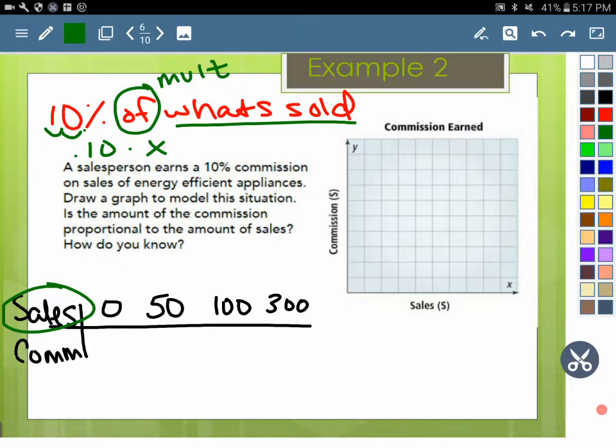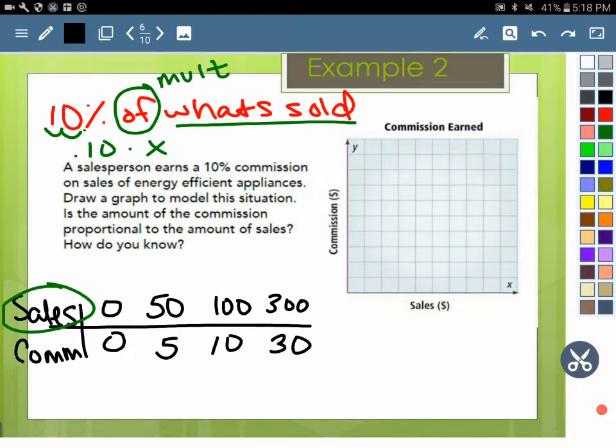Well, I'm going to grab my calculator and type in 0.10 times 0. Well, if I don't sell anything, I earn no commission. That makes sense. So no sales, no commission. Now I'm going to type in 0.10 times 50. 0.10 times 50 is 5. So if I sell $50 worth of appliances, I'm going to earn $5 because of that. Let's do 100. 0.10 times 100 is going to be $10 of commission. And then 0.10 times 300, which is $30.